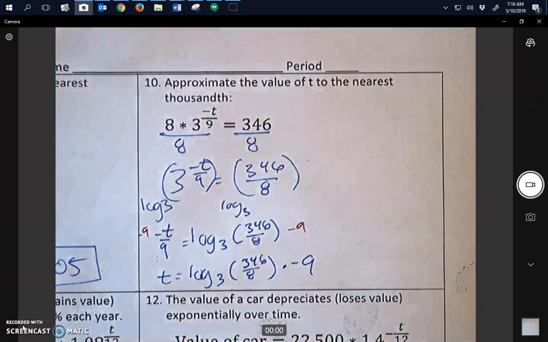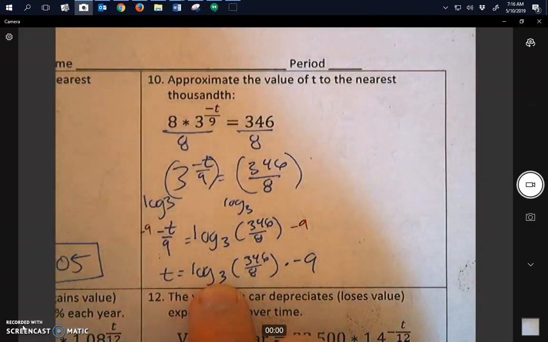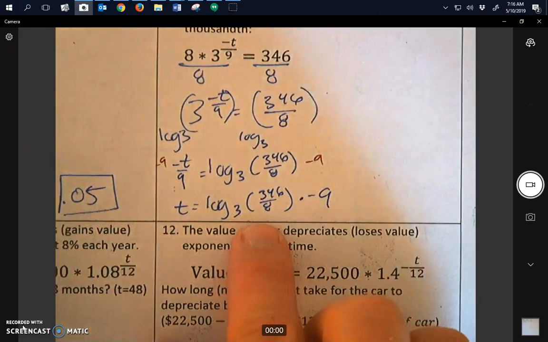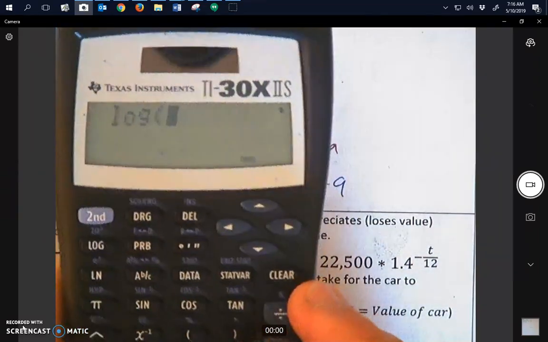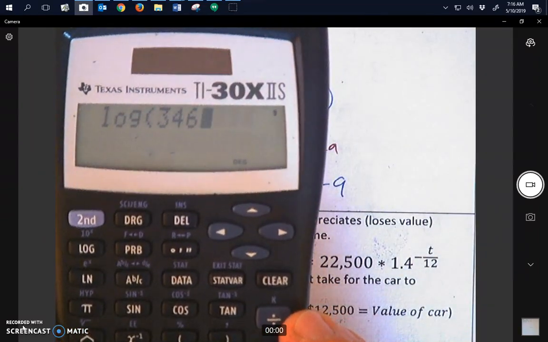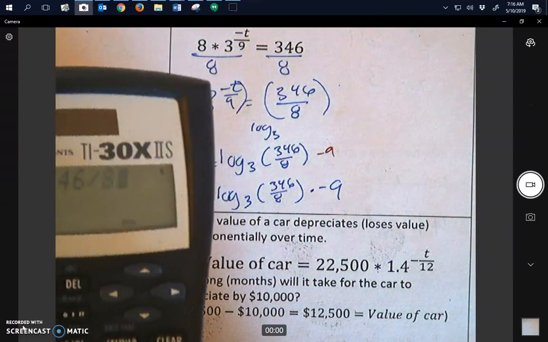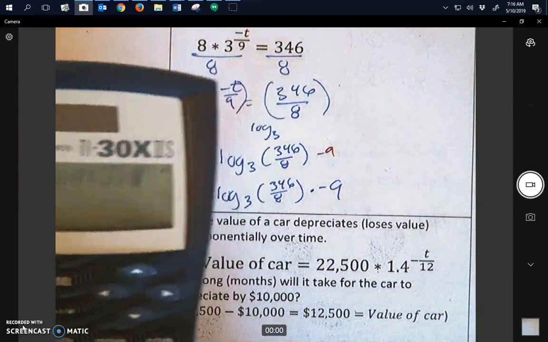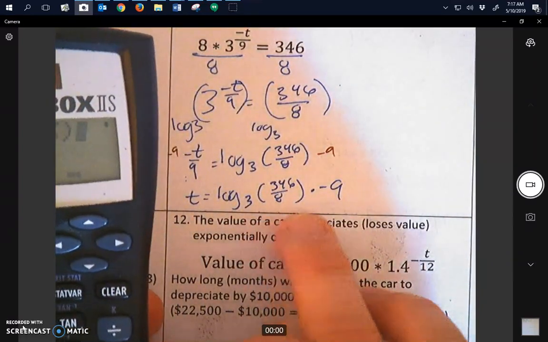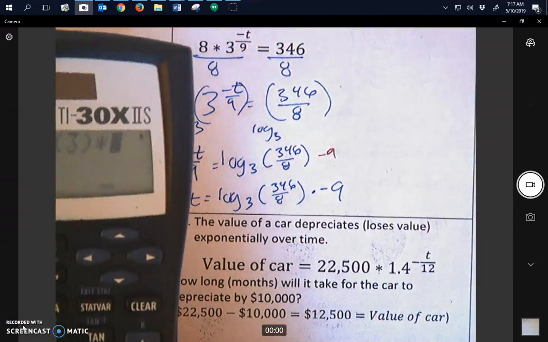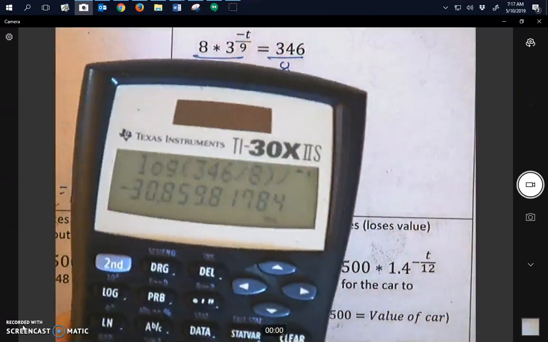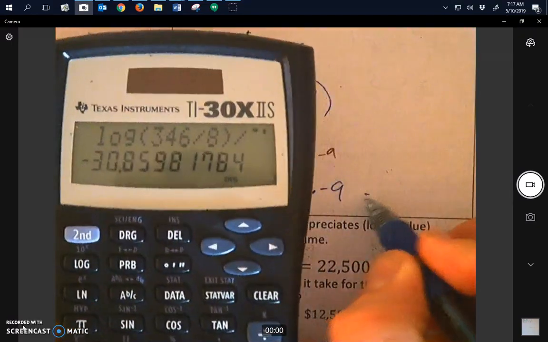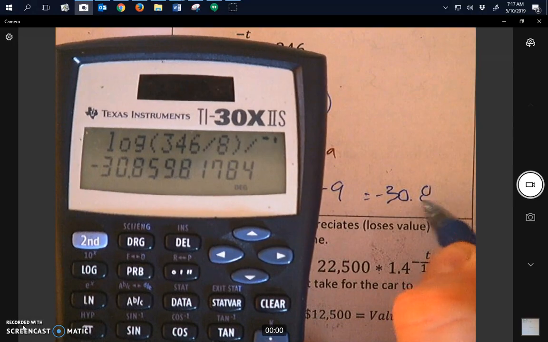Times negative 9. All right, so now we have a base that's not 10 or natural, so we have to use change of base. So we're going to do log of 346 divided by 8, close that off, and then divide by log of 3. And then we're going to times that all by negative 9. Which gives us negative 30.859. That rounds that up, and that rounds that up. So it's negative 30.86.